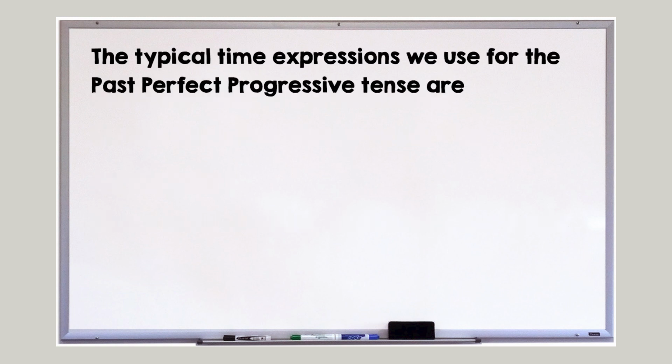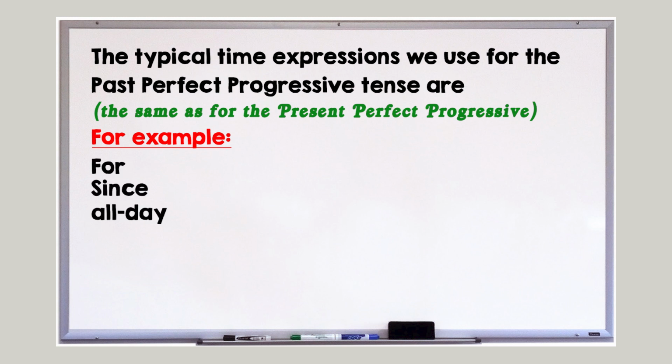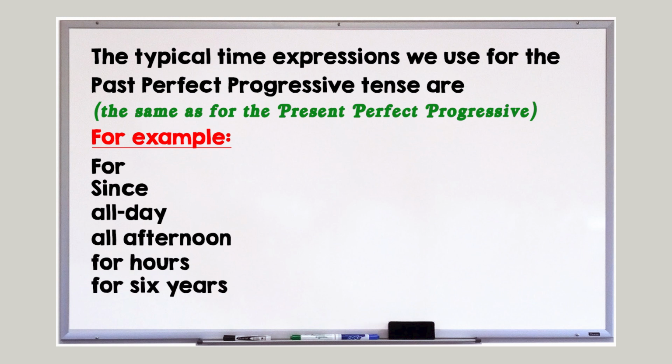The typical time expressions we use for the past perfect progressive tense are the same as for the present perfect progressive. For example, for, since, all day, all afternoon, for hours, for 6 years, during.